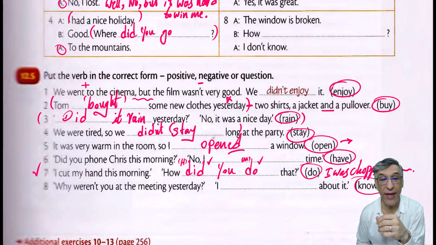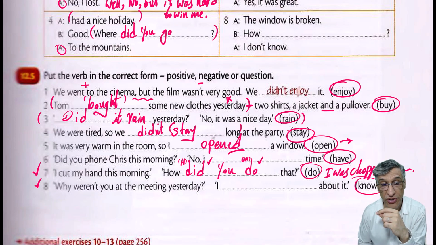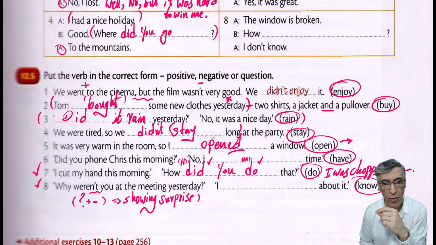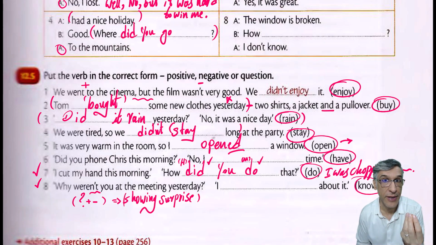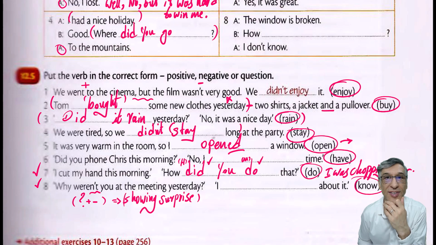Why weren't you at the meeting yesterday? This is a very important question. Why? Because it is a question and it is negative at the same time. A question with positive and negative. You're going to show surprise. Okay, this is showing surprise. Why didn't you come to the party? Why weren't you at the meeting yesterday? He simply answers, I didn't know about it. Maybe. I am not sure. I didn't know about it.